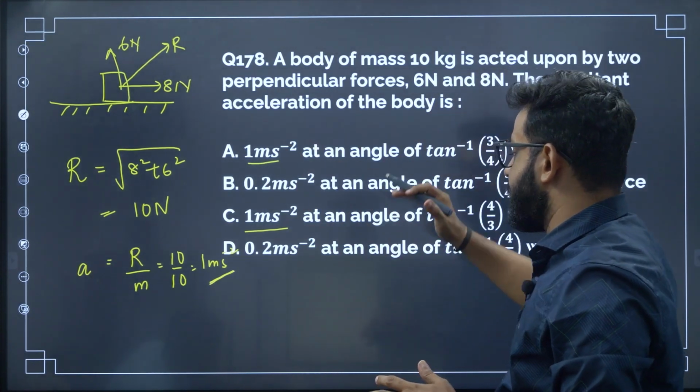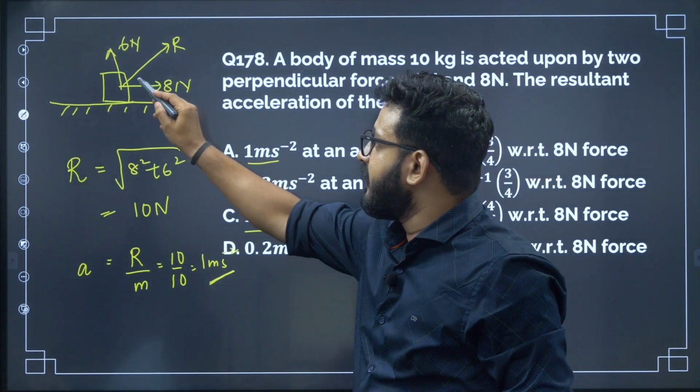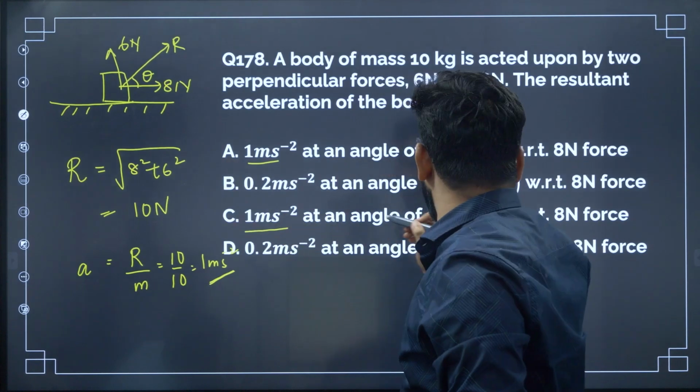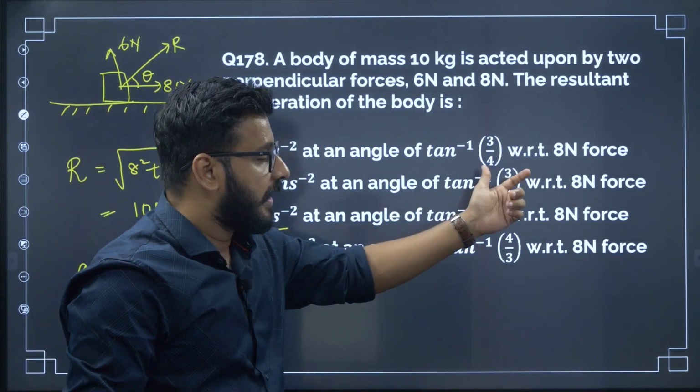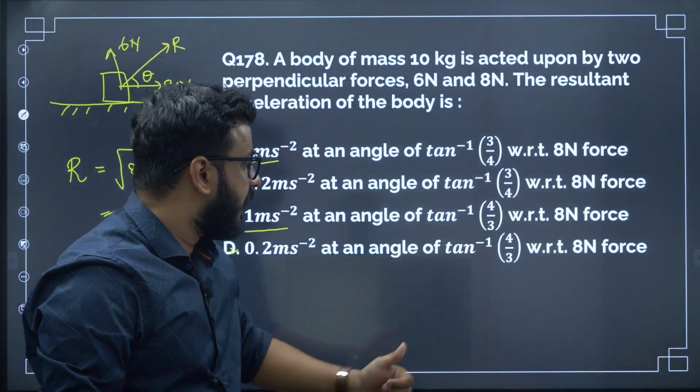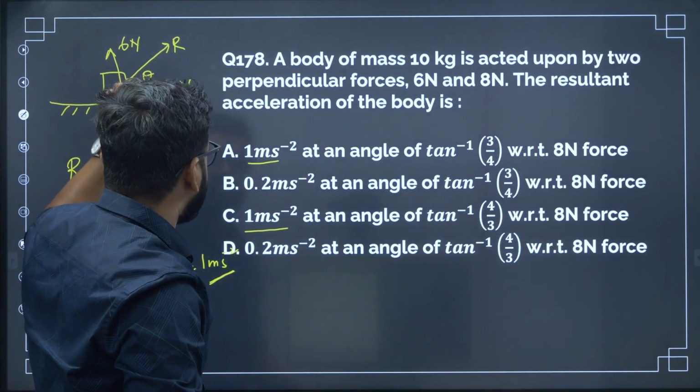Now we have to find the angle. So how do you find this angle theta? With the 8 Newton. Both the places where we have logged A and C, we have to find the angle with respect to 8 Newtons, correct? So here theta is with the 8 Newton.